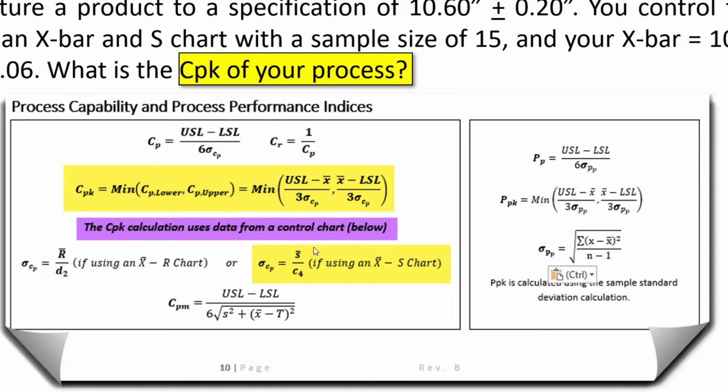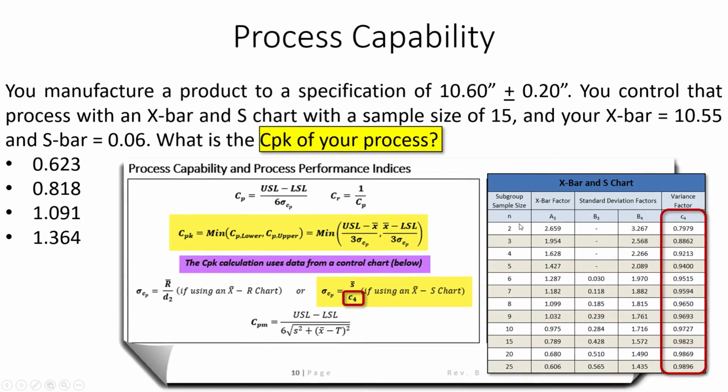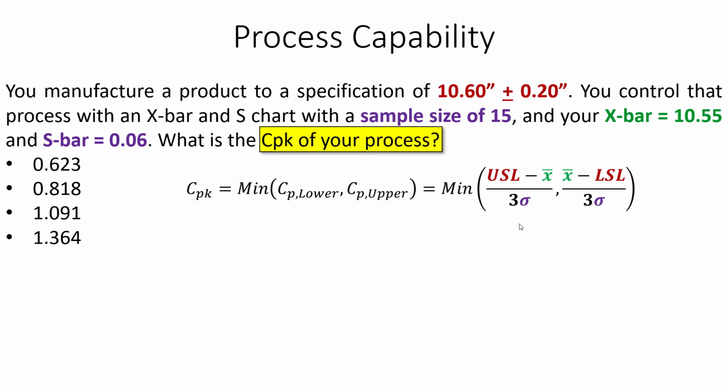And when we use a control chart, we have to take S bar or R bar or our moving range value, and translate that into an estimate of standard deviation. And that's why this particular calculation is so complicated. To do that calculation, again, we're going to have to take S bar and convert it into a measure of standard deviation. And that's going to require you to use this little table here for the X bar and S chart, because it includes this C4 variance factor that we're going to use in this particular equation.